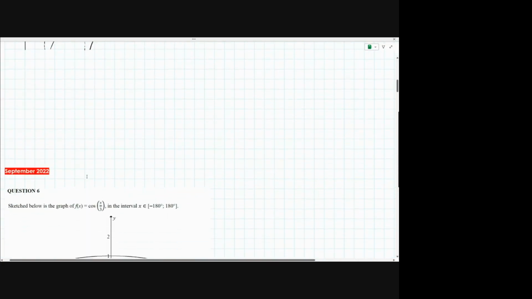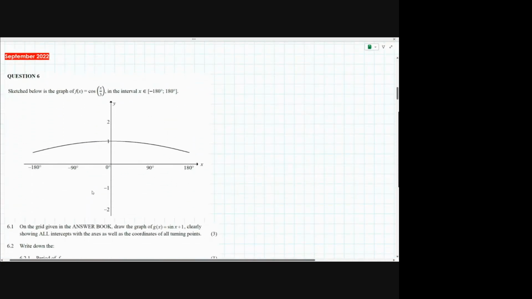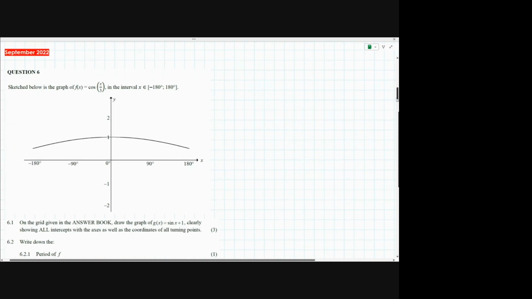Give myself a lot of space. Okay, so you can see where the questions come from. I don't think I need to read that to you, but they are all from government provincial papers, so you can have a look at them if you want to, but obviously we're doing them together. So we have got, sketched below is the graph of f of x equals cos of x over 3 in the interval x element of negative 180 to positive 180.